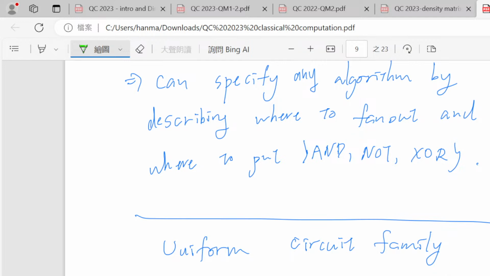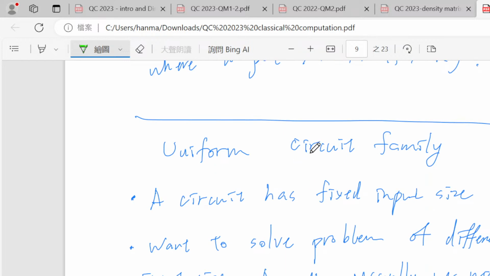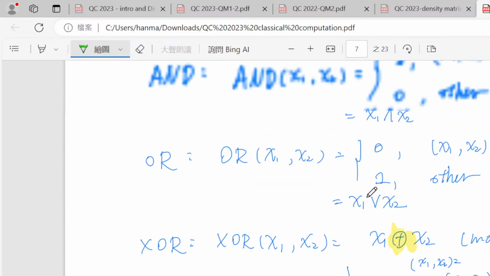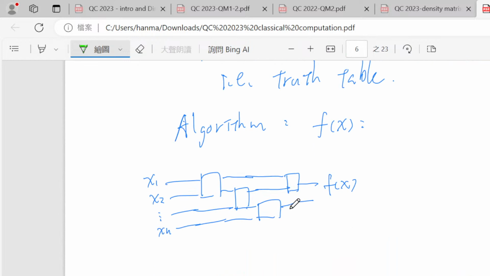The circuit model has some connection to the Turing machine. It must have a connection to the Turing machine because of its concern about uniform circuit families. One thing you might notice about the circuit model is that every circuit has a fixed input size. For example, the circuit here has a 4-bit input and maybe a 1-bit output, if it's a Boolean function.